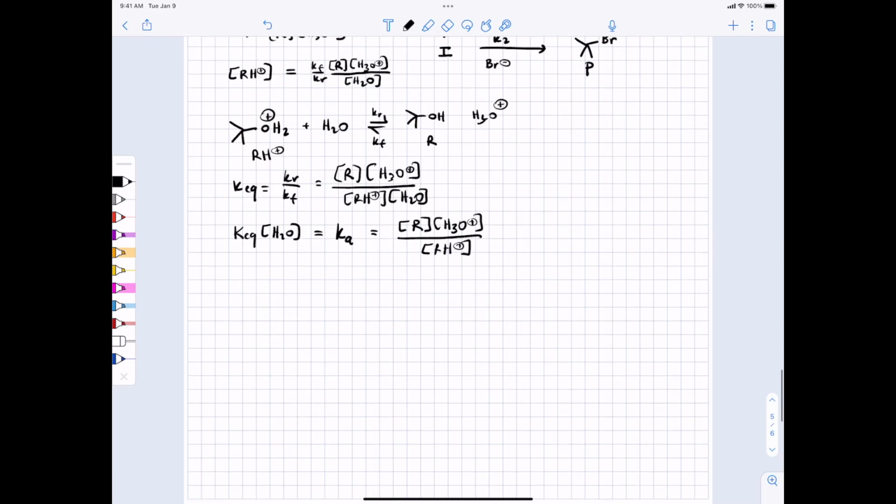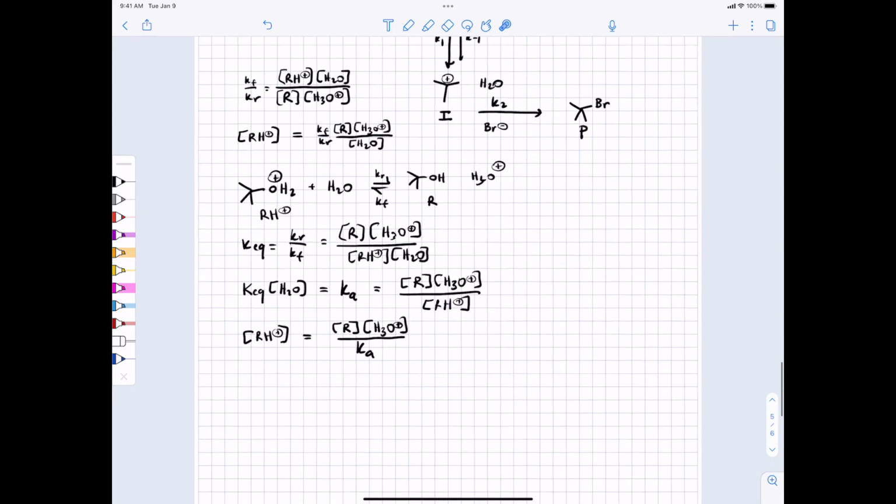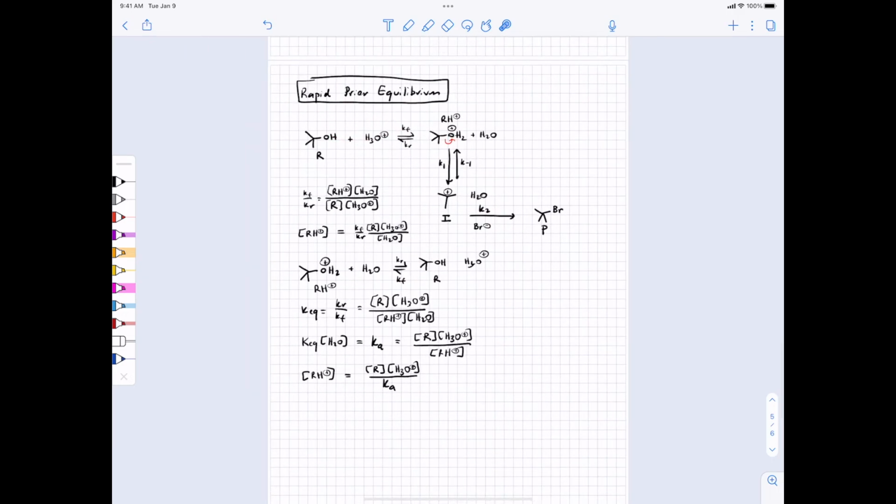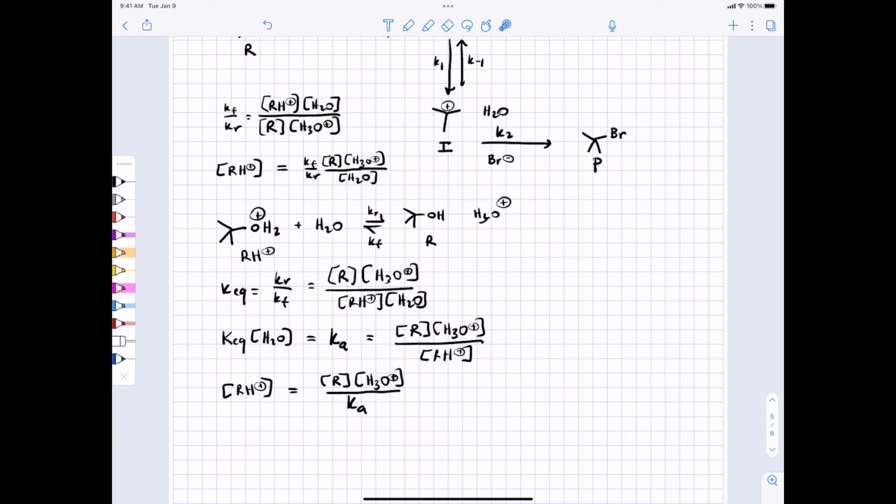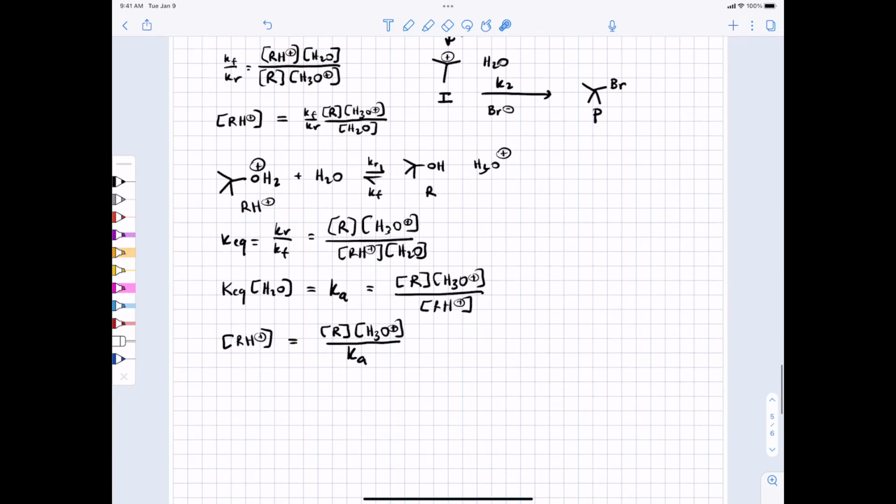All right, so then we can also write the concentration of RH plus as being equal to concentration of R times concentration of H3O plus divided by Ka. And we're going to say that this is always true because this equilibrium is fast. So if you follow through, what we've done here is exactly the same as what we did up there. But this is a way to simplify things.